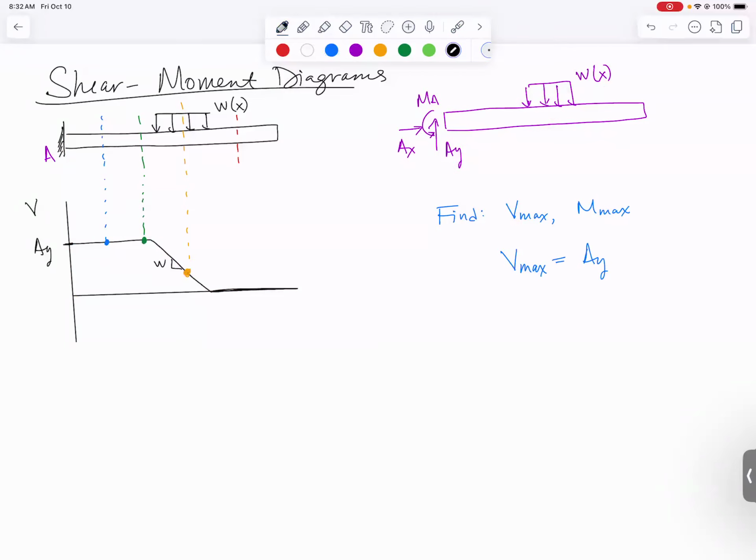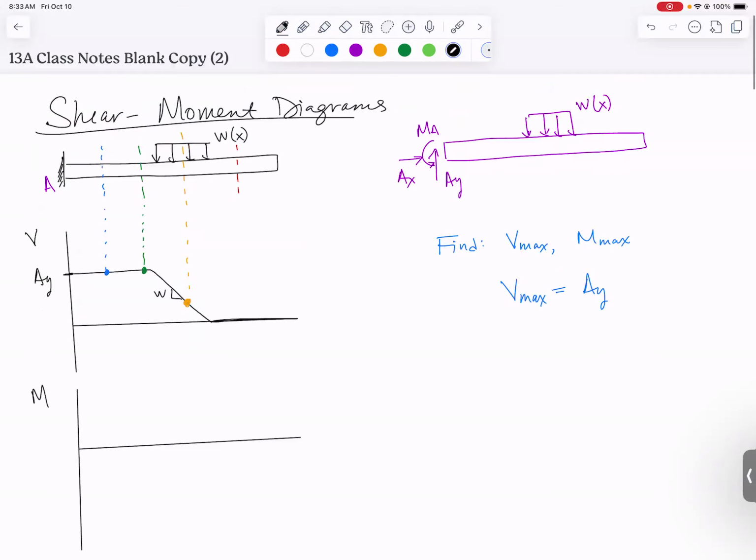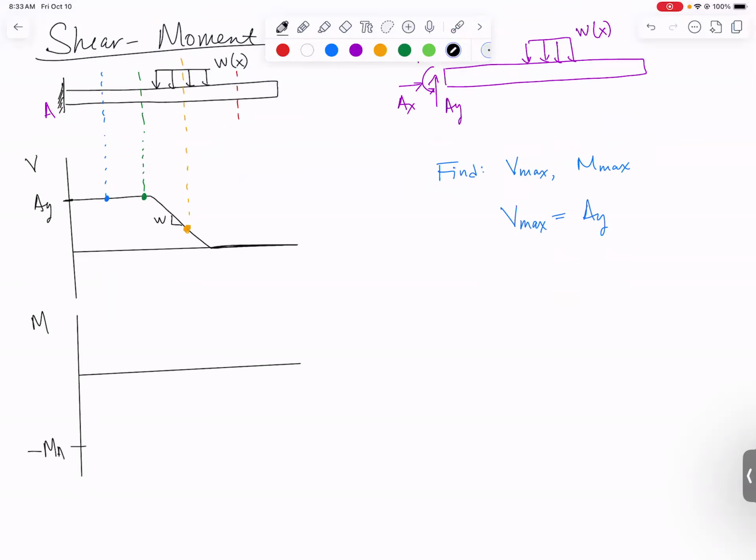Moment diagram is always a little bit harder, but once you've drawn the shear diagram, that is the next thing to do. One of the hardest parts of moment diagrams is often figuring out where to start, especially when you have a fixed support and a reaction moment at the beginning. My guess is that I'm going to start at MA, but the question is, will I start up here at plus MA or down here at minus MA? The answer is we are going to start down at minus MA, and I can explain a few reasons why.